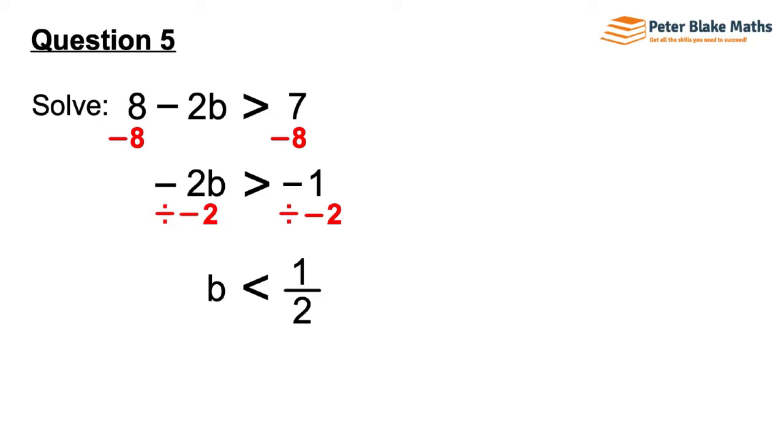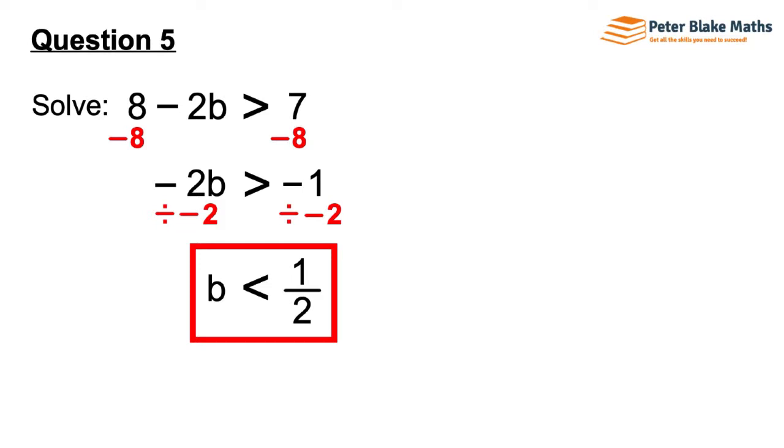We can just write the 1 divided by 2 in fraction form there, and a minus divided by a minus, I think you'll probably realise, makes a positive answer there. You could check on your calculator. But we end up with b is less than a half.